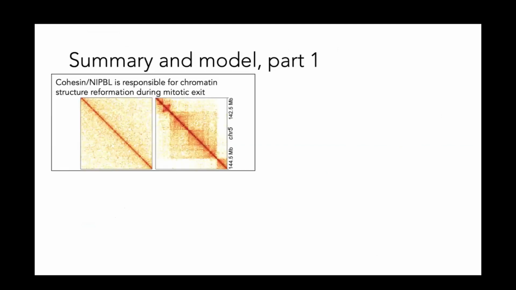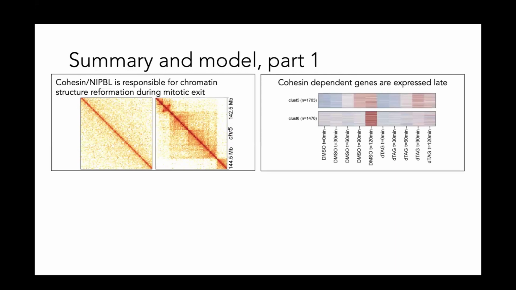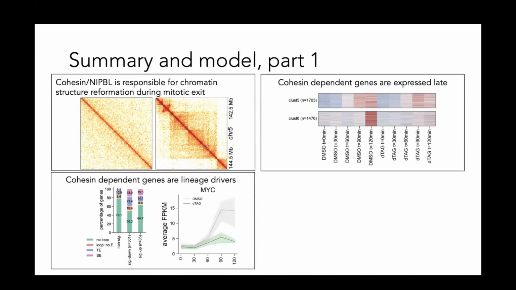So I'm going to summarize the first part of the talk. Using these degrons, we can show, which maybe we probably expect, that cohesin and NIPBL are responsible for the formation of essentially most TADs and loops during mitotic exit. The genes that depend upon cohesin tend to be expressed later, consistent with a slight delay in the establishment of these chromatin organizational features, and these tend to be genes related to lineage and identity. And these are associated with super enhancers in the genome.